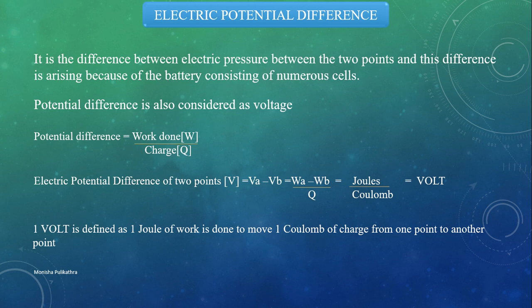For voltage, for power, for current, for everything, there should be some measuring devices, right? So potential difference is measured by an instrument called voltmeter, which is always connected in parallel with the circuit. I will explain you why.